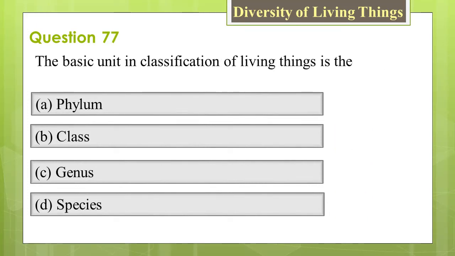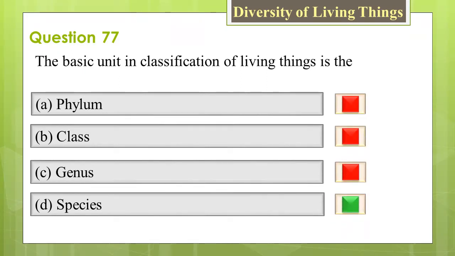Question 77. The basic unit in classification of living things is the A. Phylum. B. Class. C. Genus. D. Species. Which one of the following alternatives is the best alternative? The best alternative is D. Species.